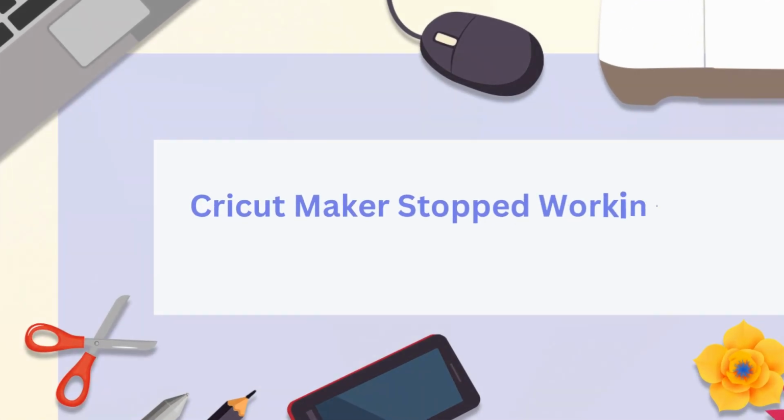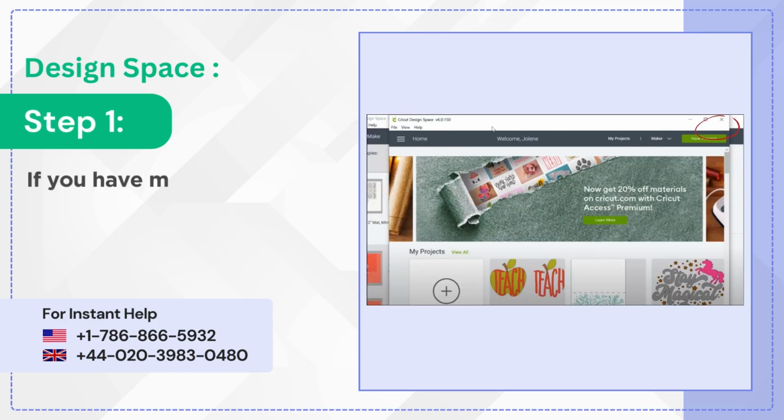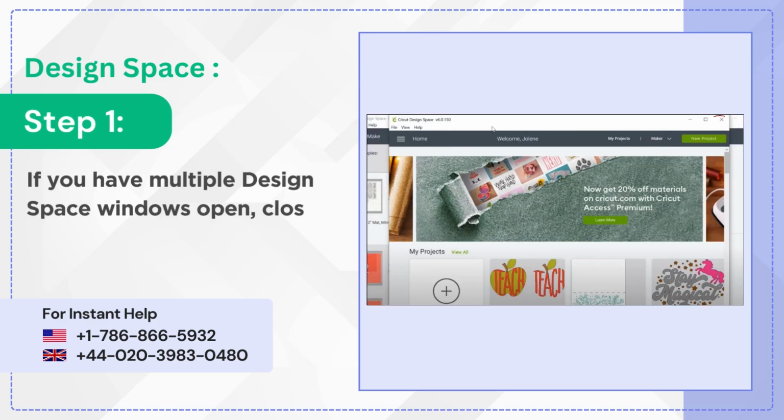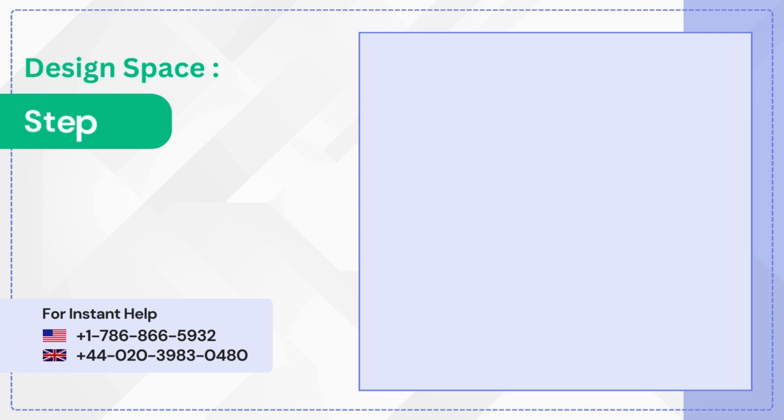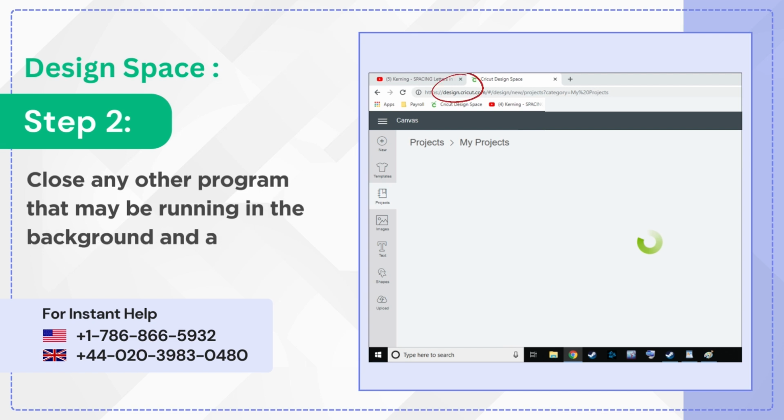Cricut Maker stopped working in the middle of project. Step 1. If you have multiple Design Space windows open, close them until your project is complete. Step 2. Close any other program that may be running in the background and attempt the project again.